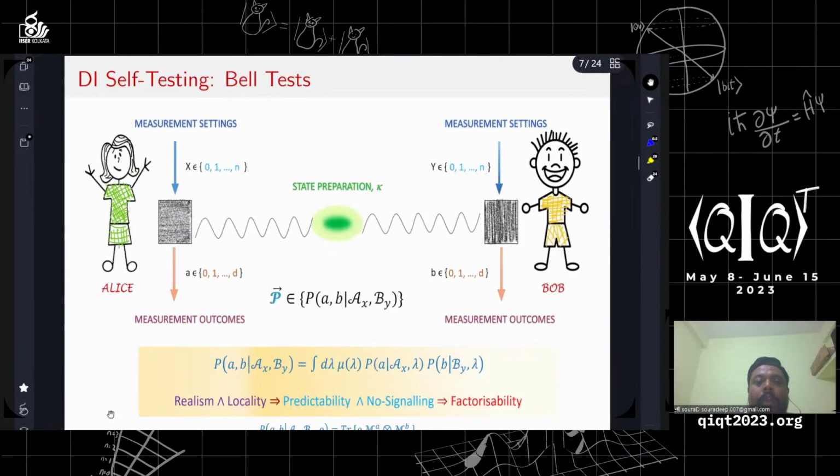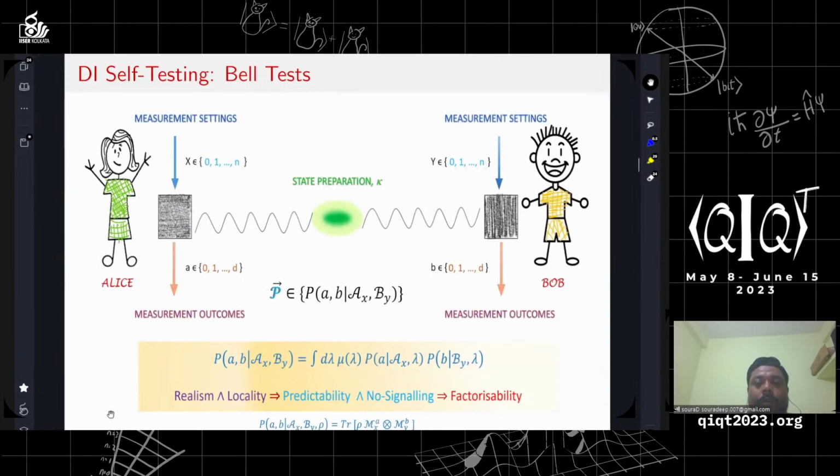So this is just the usual EPR-Bohm scenario, where two parties, let's say Alice and Bob, are space-like separated and no communication is happening between them. Alice's measurement setting is X and Bob's is Y, with the outcomes represented by A and B. Now, in quantum mechanics, this joint probability is characterized by the Born rule, that is the trace of rho times the measurement operator of Alice tensor the measurement operator of Bob.